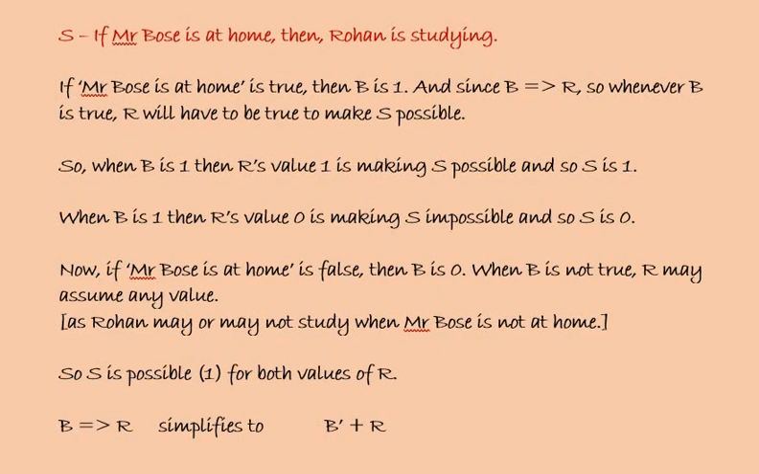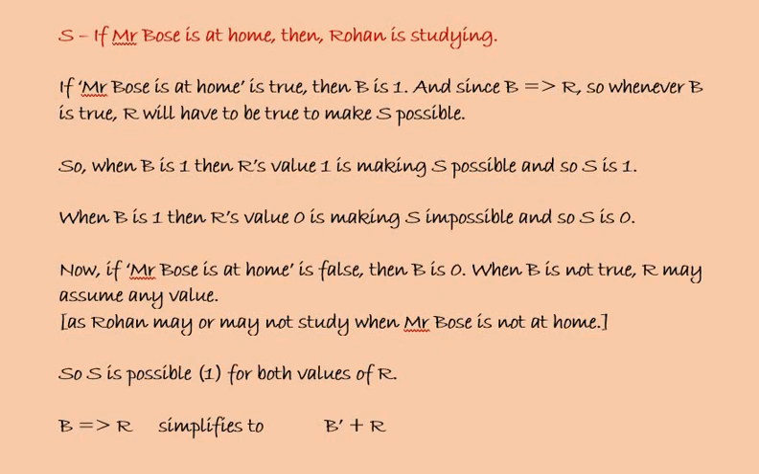So if the sentence "Mr. Bose is at home" is true, then B is a valid case. Therefore, we will say that whenever B is true, that means whenever Mr. Bose is at home, R is expected to be true. That means only when both of them are 1, the result will be true. That means the implication result will be true.